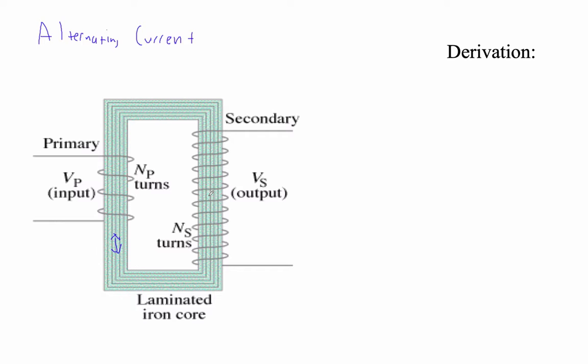Transformers are primarily used to step voltages up and down, and why that is, we'll learn, but stepping it up to a high voltage reduces the current, and then you lose less energy, because the energy is lost by I squared R, right? So if you can bring the current down, the power loss in these transmission lines is much, much less.